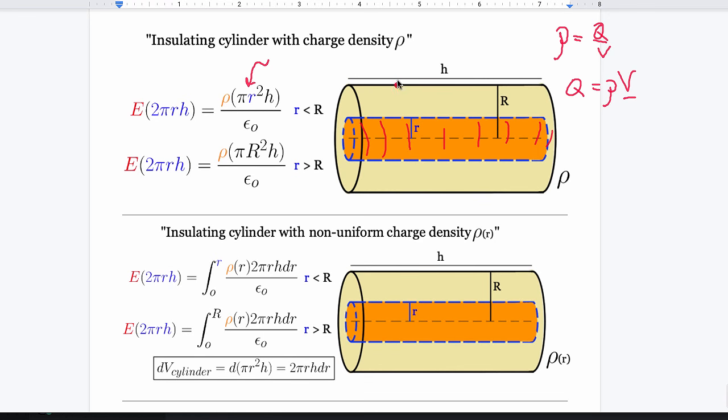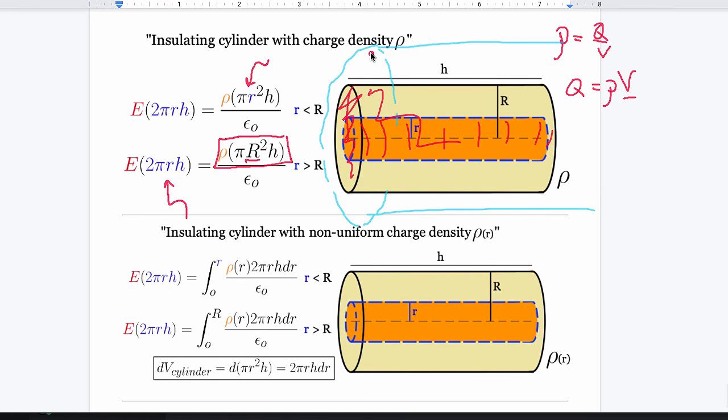What if my Gaussian surface has a radius greater than capital R? I draw a Gaussian surface like this. Well, obviously I have to stop my charge at the end. There's no more charge than the total charge. So if I'm way out there, I multiply by pi big R squared times h. This would be the total volume. This would give you the total charge, even though on the left-hand side here, I'm still little r.